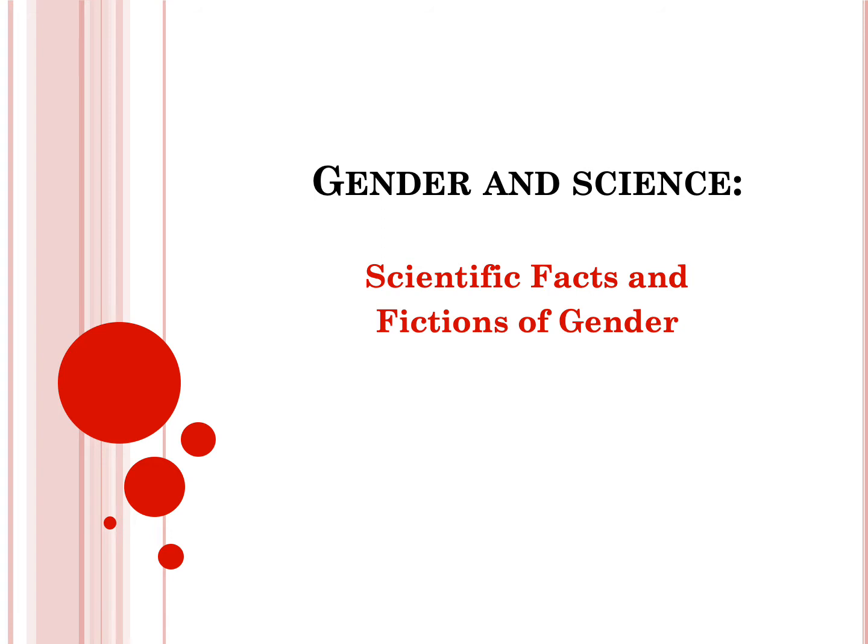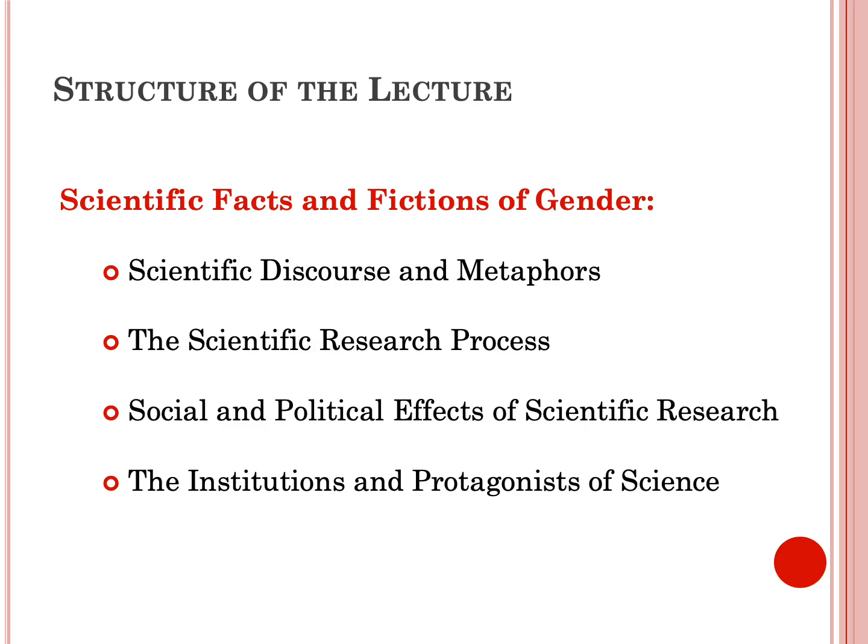To do this, I'll be talking about 4 different areas to do with gender in science. In practice, these 4 areas are strongly linked to one another, but we're going to separate them out here for the purpose of the talk. So we'll think about the symbolic and discursive level in terms of scientific discourses and metaphors. We'll also be thinking about the scientific research process and the effects of scientific research on society, as well as the institutions and individuals involved with science.